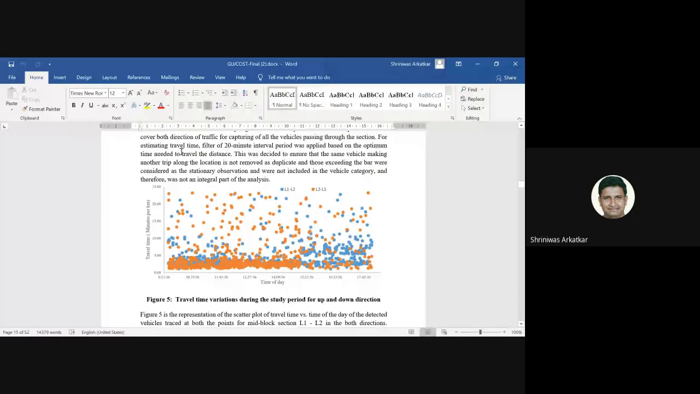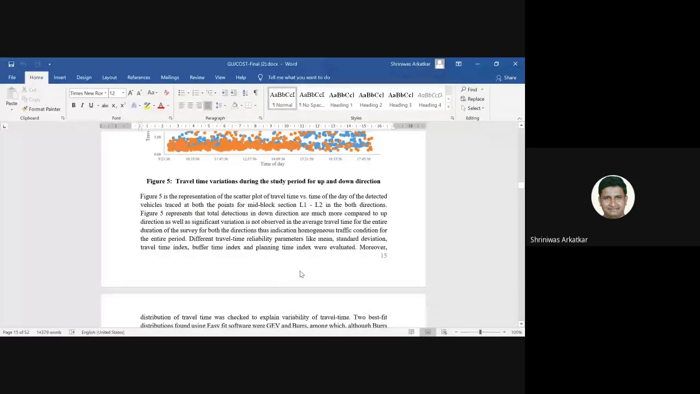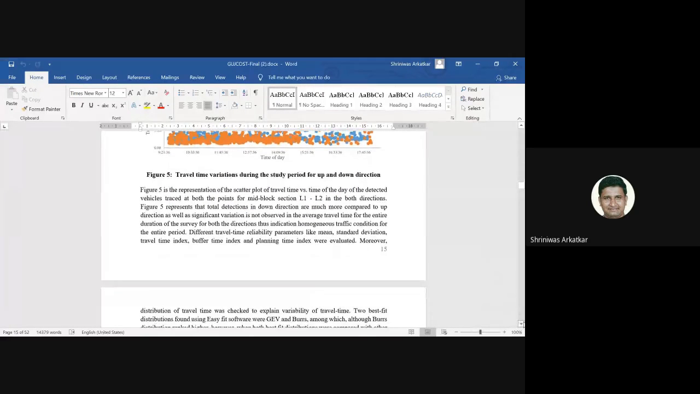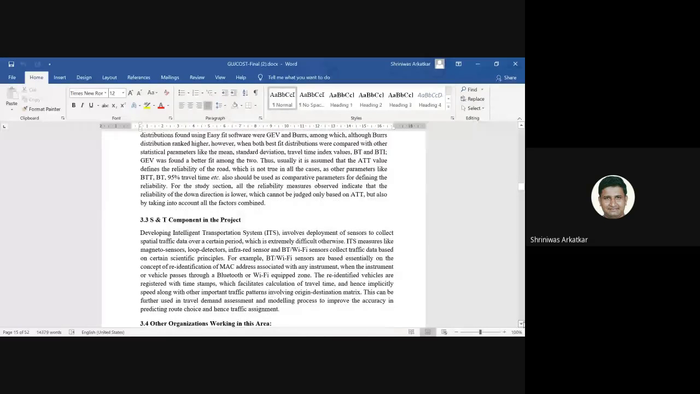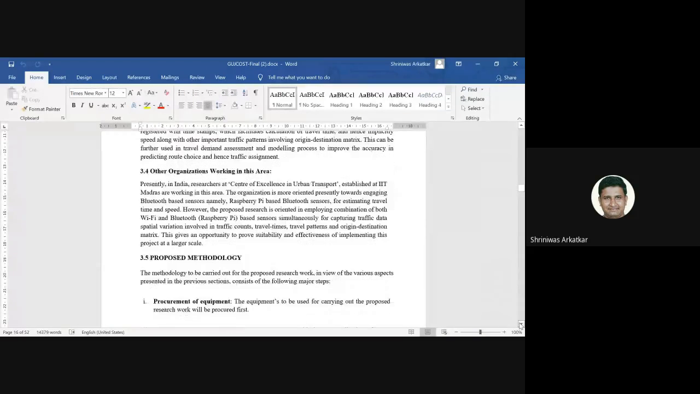But this is only one Wi-Fi sensor, and I want more units, so I want to buy these Wi-Fi sensors, and for that purpose I need some funding. They will ask what the limitations are if I get data from only one sensor, what the benefits can be from a number of data points, and what the science and technology component in this project is. They will also ask what other organizations are working in this area, and what they have achieved.